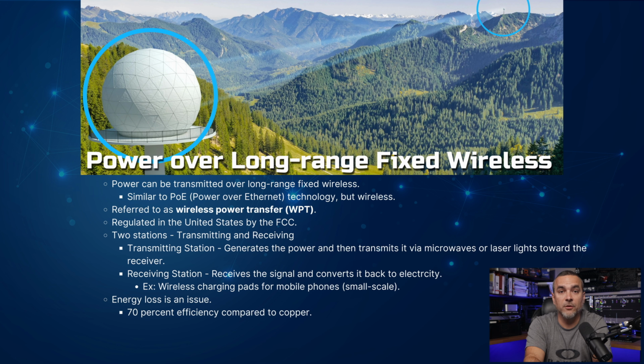This method is similar to Power over Ethernet, or PoE, but operates wirelessly. WPT involves two stations: the transmitting station, which generates the power and sends it via microwaves or laser lights to the receiving station. Then you have the receiving station, which converts the signal back into electricity. An example of this technology on a much smaller scale is wireless charging pads for mobile phones. However, energy loss is a concern, with WPT having an efficiency rating of around 70% compared to traditional copper-based cable electricity.